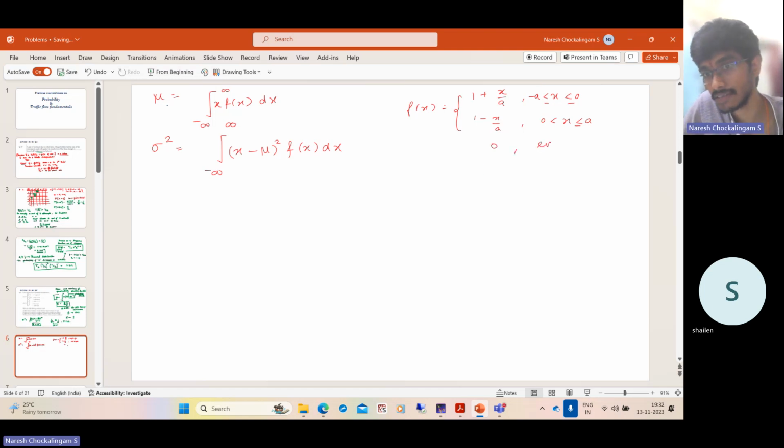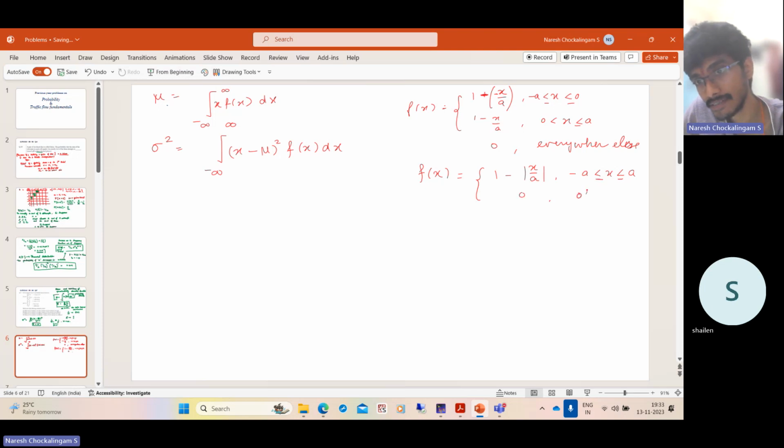And 0 everywhere else. So this you can rewrite it as 1 plus x by a, and 1 minus x by a. And now if you take a closer look at this, you see that when x is negative, in place of x you have a minus x. And when x is positive, you just have x by a. So you can combinedly write this as f of x is equal to 1 minus mod of x by a when x belongs to minus a to a, and 0 otherwise.